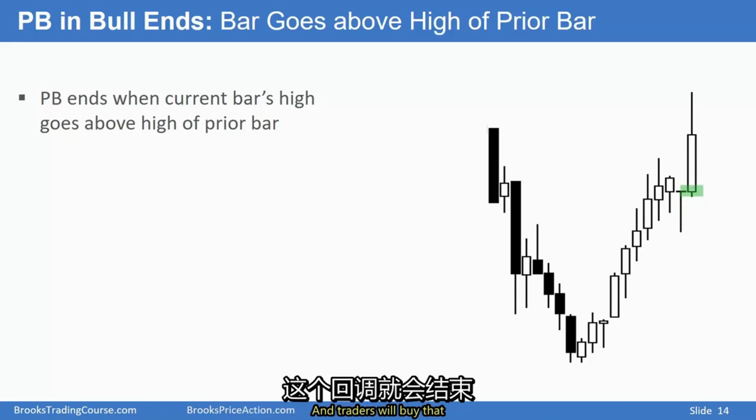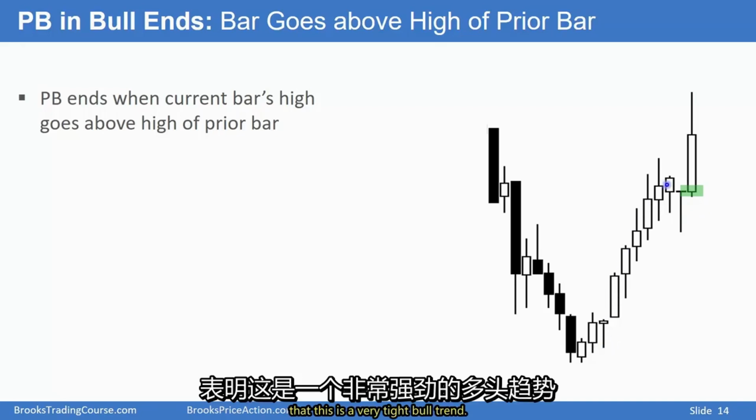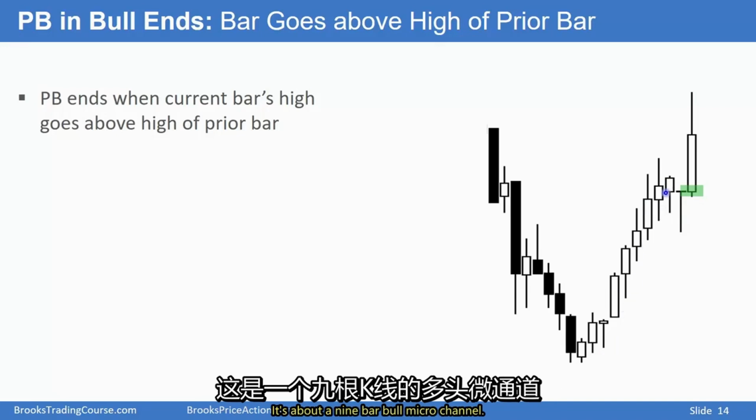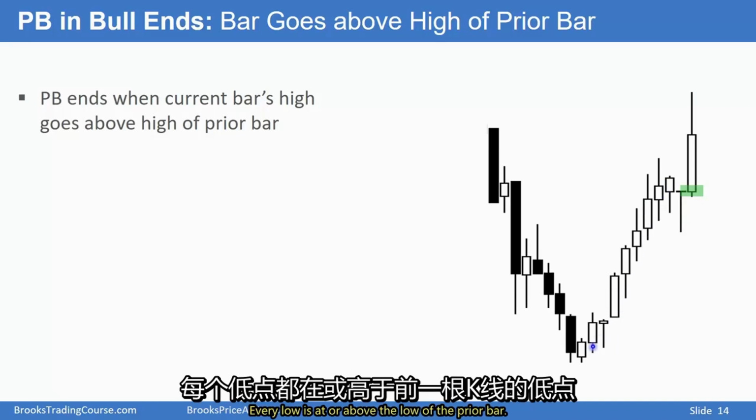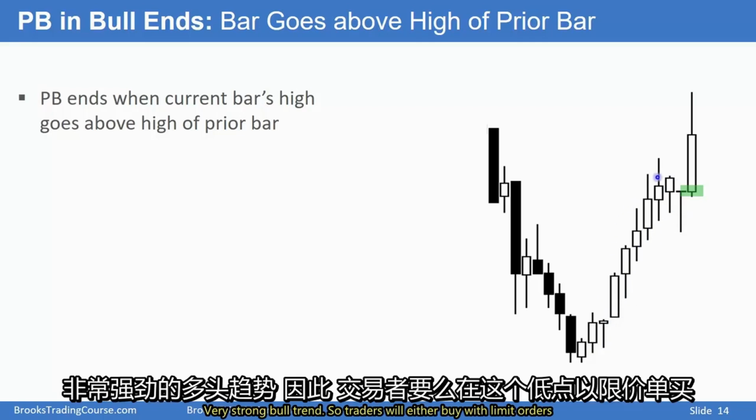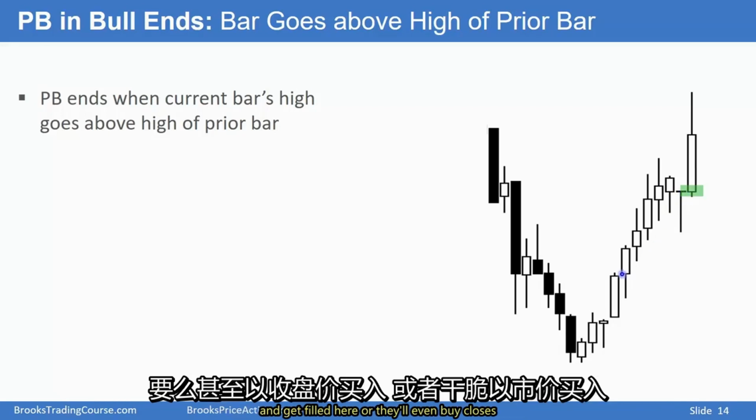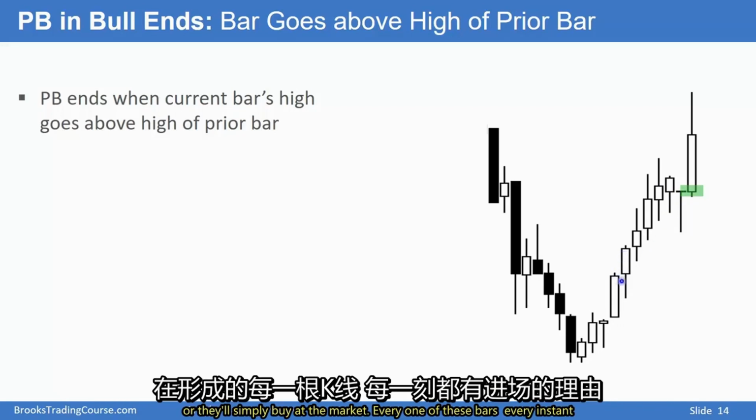And traders will buy that as a high one bull flag, especially given that this is a very tight bull trend. It's about a 9-bar bull microchannel. Every low is at or above the low of the prior bar. This is the first pullback in 9 bars. Very strong bull trend. So traders will either buy with limit orders at this low, or they'll buy with a stop just above that bar, get filled here, or they'll even buy closes, or they'll simply buy at the market.